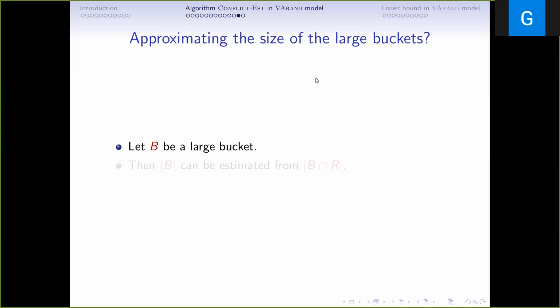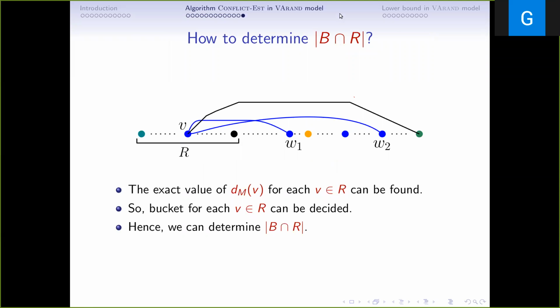So consider a bucket B, that is a large bucket. Observe that the cardinality of B can be estimated from the cardinality of B intersection R. That is the number of vertices of this particular bucket in R. So now the problem boils down to how can we estimate B intersection R. So recall that R is the first set of V by root T vertices. So we can determine B intersection R cardinality if we can determine the buckets for every vertex in R. Also, how are we bucketing? We are bucketing the vertices based on exact monochromatic degrees.